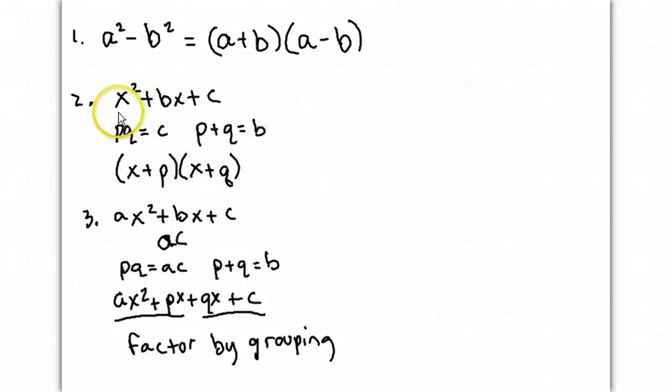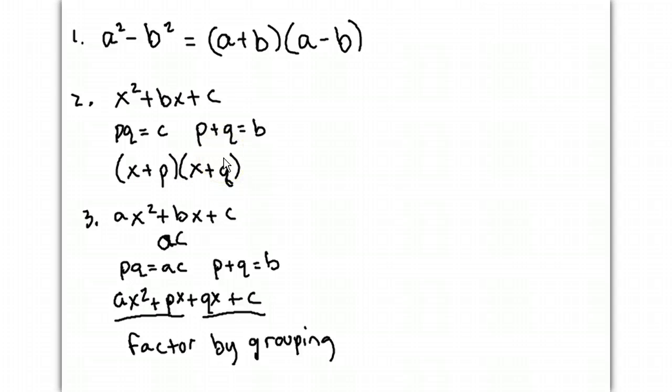Also, if you have a quadratic in the form of x squared plus bx plus c, and there is no number attached to the x squared, this can be completed by doing what's called the PQ method, which is you take two numbers p and q. They have to multiply to give you c, which is the last number, and they have to add to give you b, which is the second number, the number connected to x. So the same two numbers that multiply to give you c have to also add to give you b. If you can accomplish that task, then you can write it as (x plus p)(x plus q).